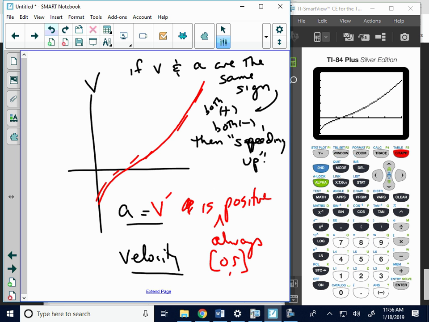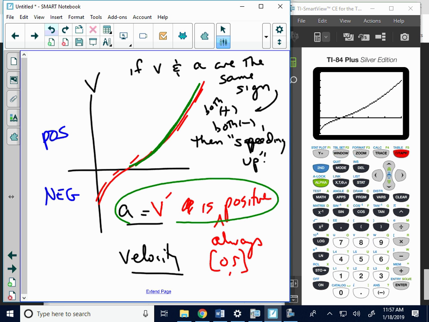So, we just said by looking at this picture, acceleration is always positive, and this red line is the velocity. Sometimes the velocity was positive, and sometimes the velocity was negative. Don't you see it's rather clear, I think, that for this portion, the velocity is positive and the acceleration is positive. Acceleration is always positive.